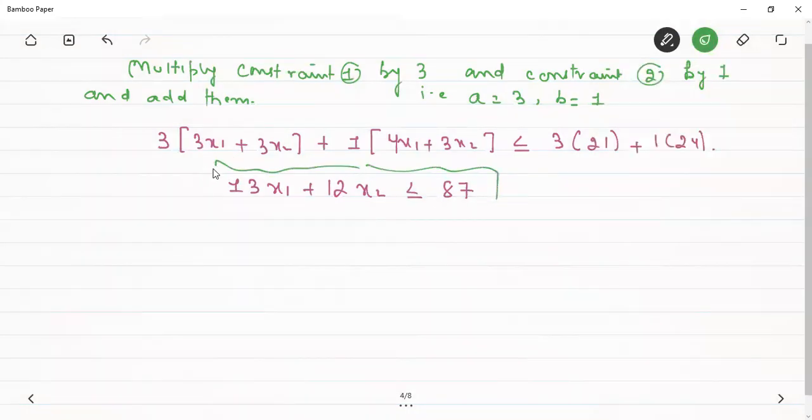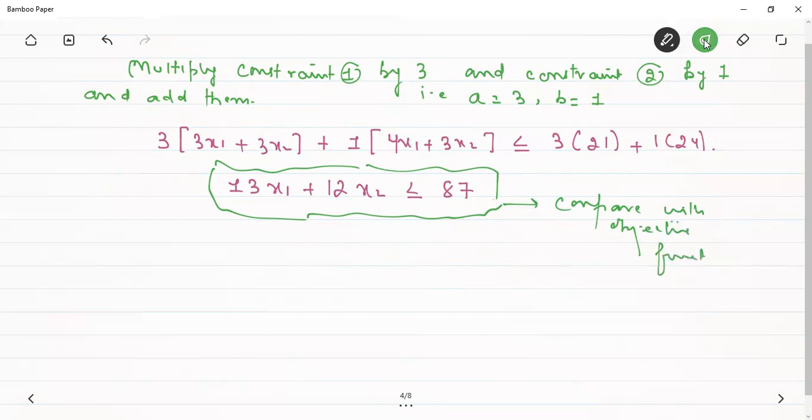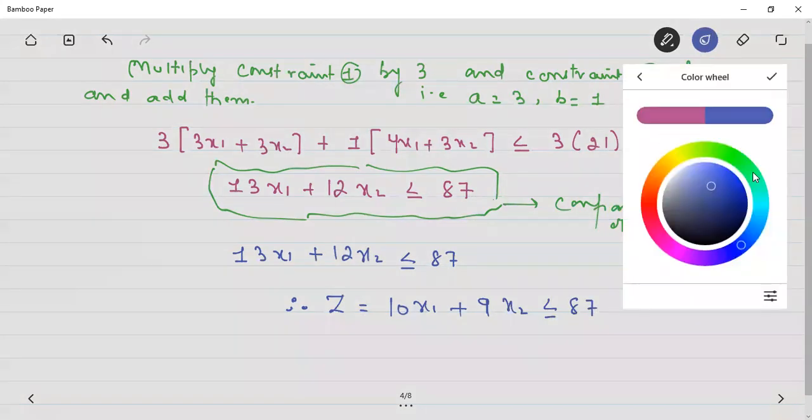So we can perform this operation as well. Okay. Compare with the objective function. Again, what I'm going to get here is, therefore our z value should also be, okay, it is another upper estimate.